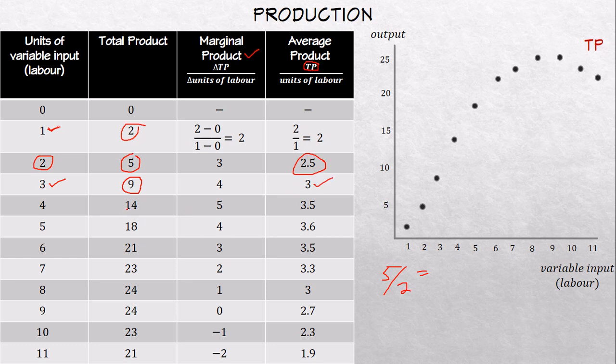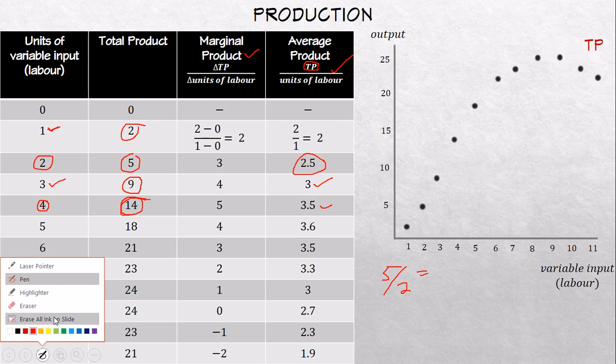Now, if you want to get the average product when the labor is 4, the corresponding total product is 14. So it is going to be 14 divided by 4. That is going to give us 3.5. So you can do the same thing to fill out the table, and that is the formula there.